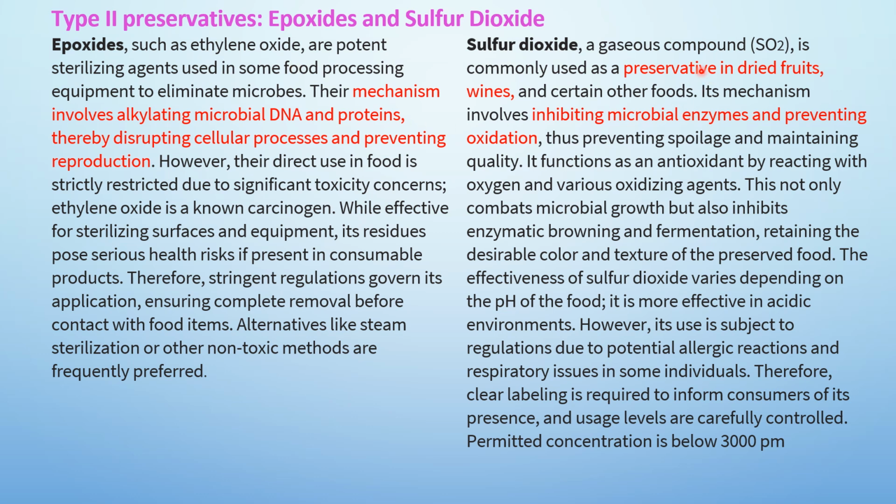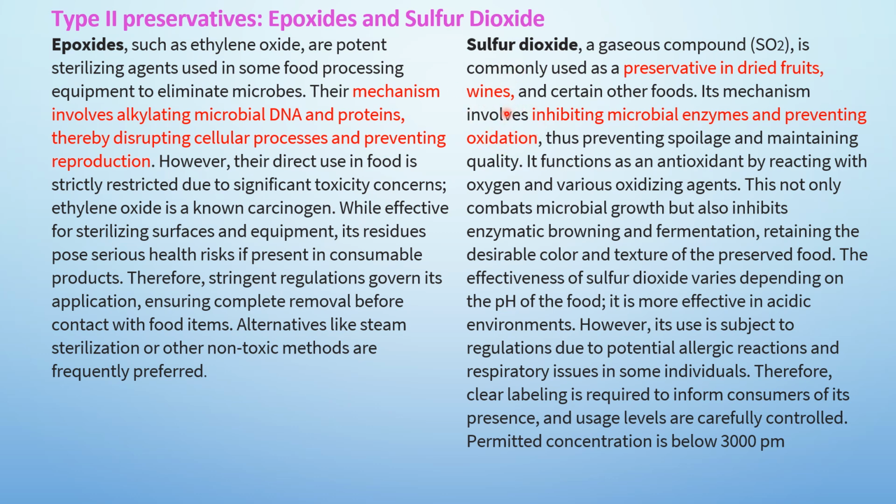Next we'll see about sulfur dioxide. It is safe to use in food. You can use it below 3000 ppm, parts per million. Up to that content you can use it as a food preservative. It is a gas. It is used to preserve dried fruits and, traditionally in the olden days, to preserve wine.